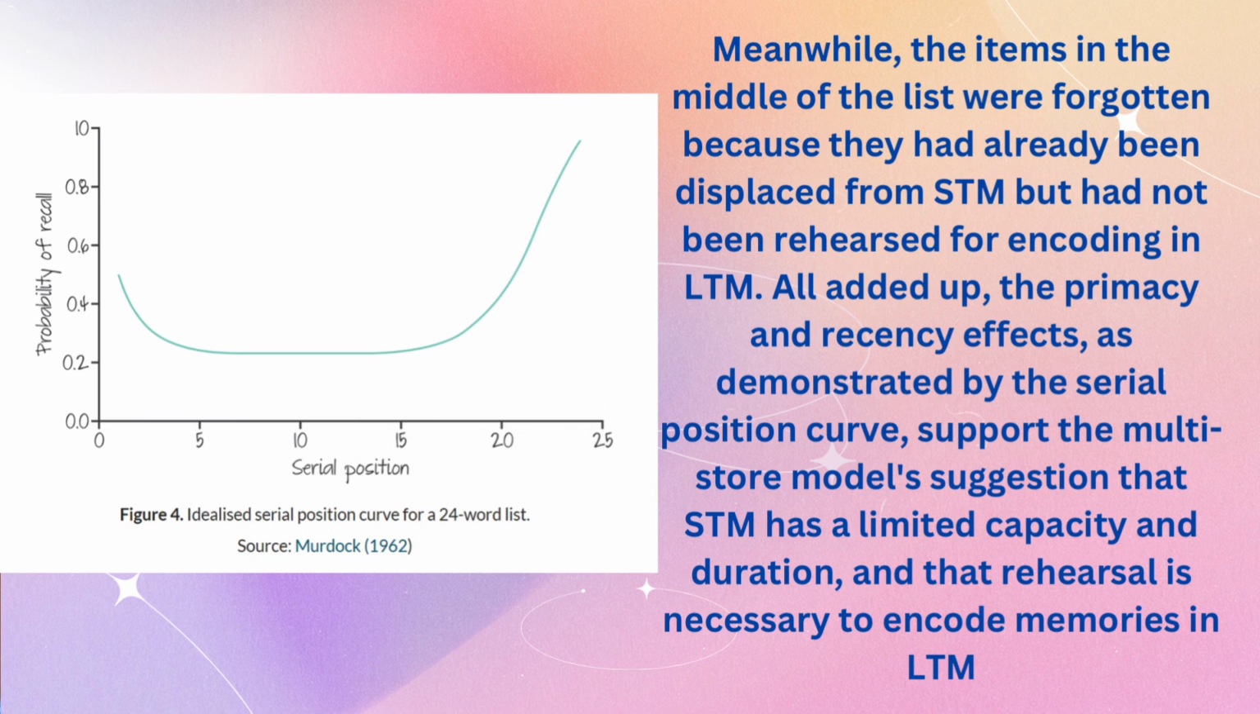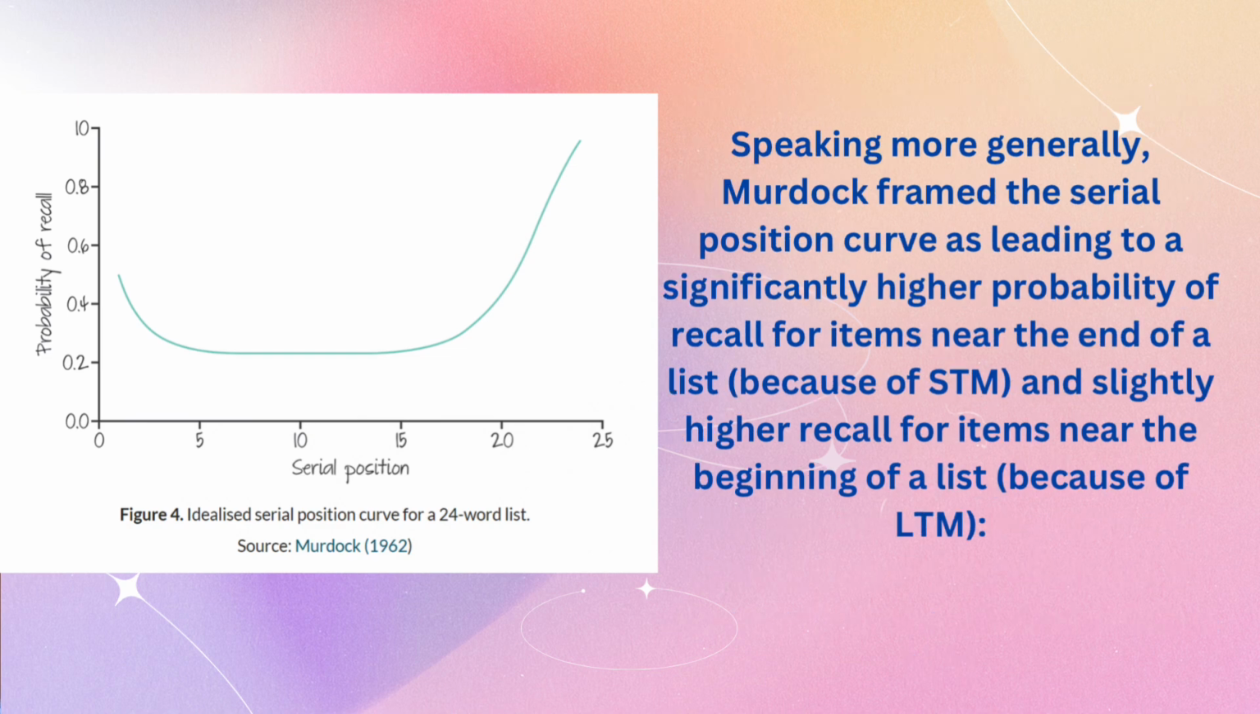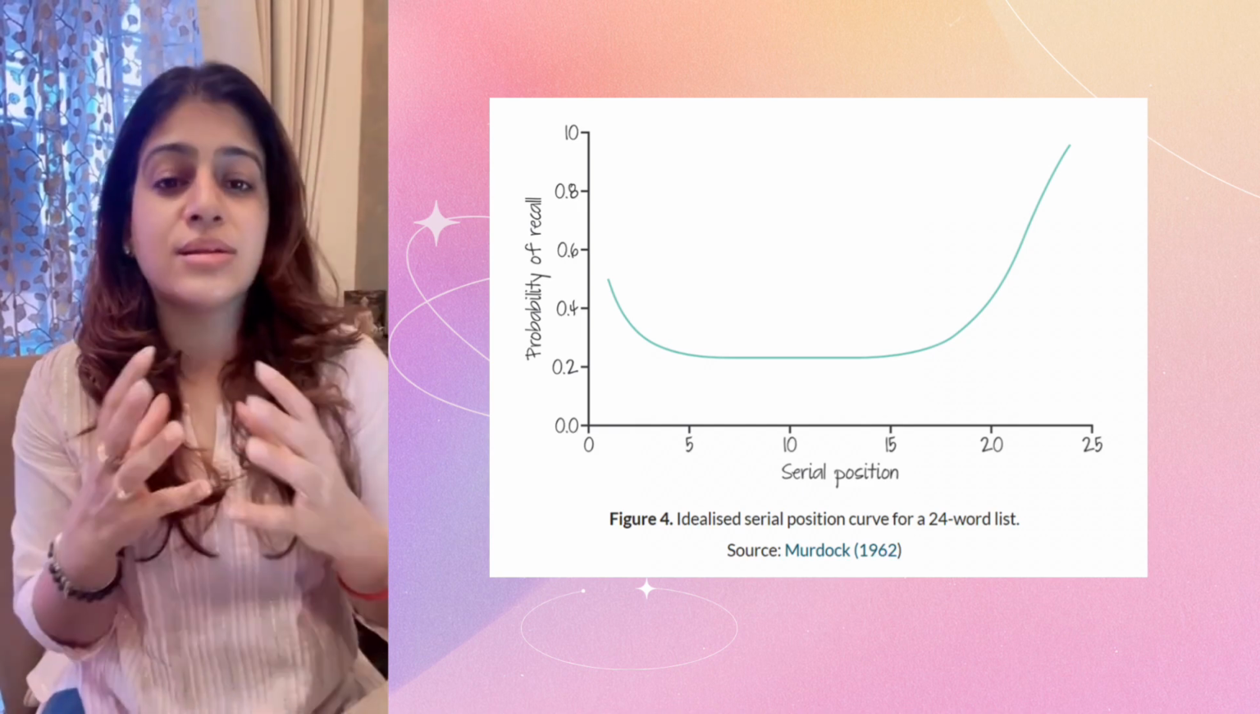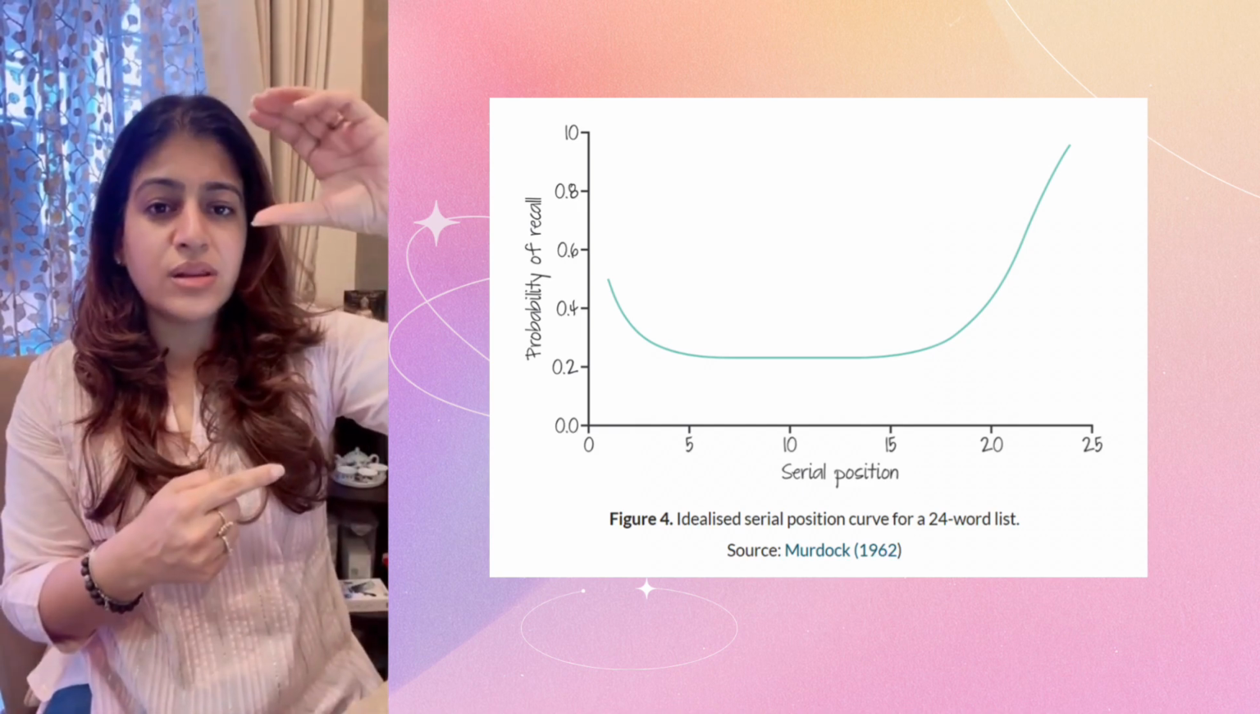All added up, the primacy and recency effects, as demonstrated by the serial position curve, support the multi-store model suggestion that STM has a limited capacity and duration and that rehearsal is necessary to encode memories in LTM. Speaking more generally, Murdock framed the serial position curve as leading to a significantly higher probability of recall for items near the end of a list because of STM, and slightly higher recall of items near the beginning of a list because of LTM.